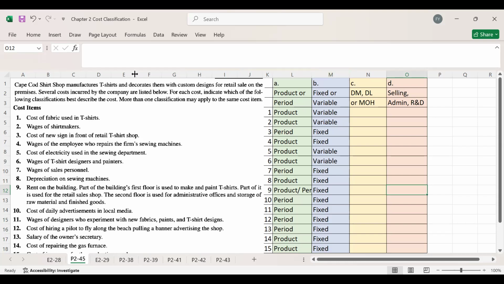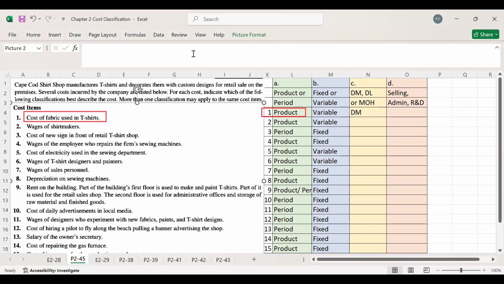So here it is a company which manufactures T-shirts, and the company has a manufacturing operation as well as a retail outlet. Now we are going to classify it, and let's see. The first example is the cost of fabric used in the T-shirt. The cost of the fabric is obviously the main part of the product. So fabric is basically direct material.